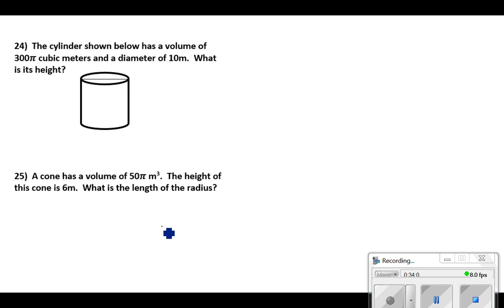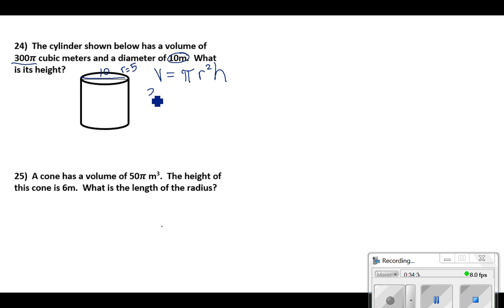Question 24. The cylinder shown below has a volume of 300 pi cubic meters and a diameter of 10. What is the height? So now we're given some different information, but we're going to start again by writing down the formula. So for a cylinder, we have V equals pi r squared h. And we've been told that the volume is 300 pi and the diameter is 10, which is all the way across. So that means that the radius is half of that, which would be 5.